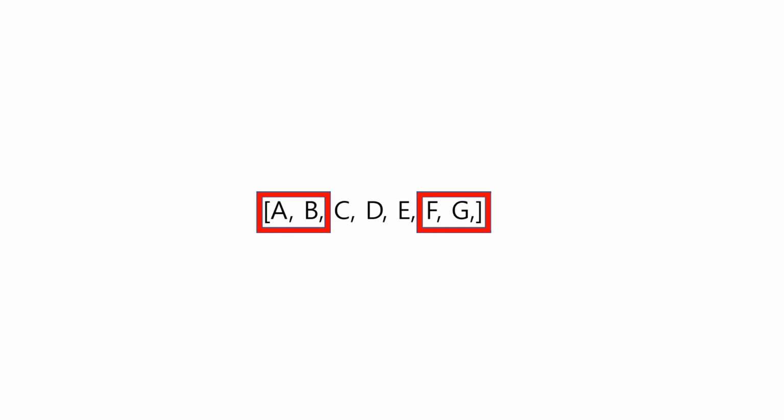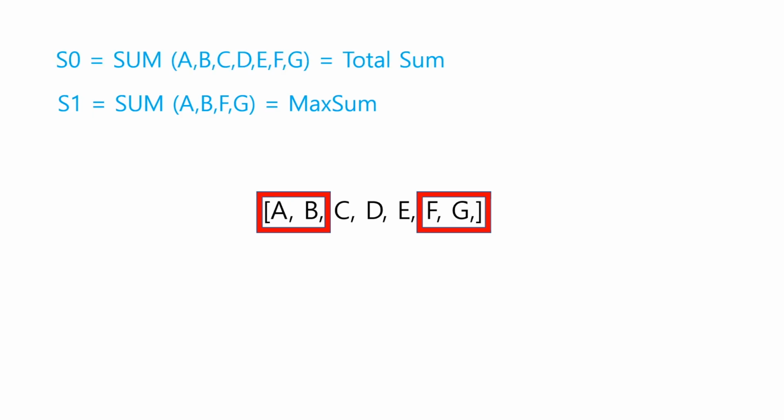First, what I want to get is the maximum sum of A, B, F, G. We can represent this maximum sum as S1, and the total sum of this array, A, B, C, D, E, F, G, the whole elements, can be represented as S0. Then I can use S2 as the sum of C, D, E, which is the rest of the elements except the elements of the maximum sum. Then we can say that S0 is S1 plus S2, because S0 is the total sum. So S1 plus S2 becomes S0, right?